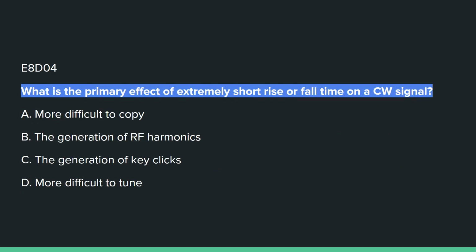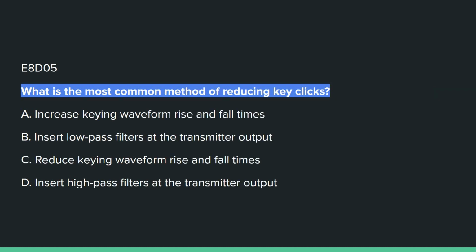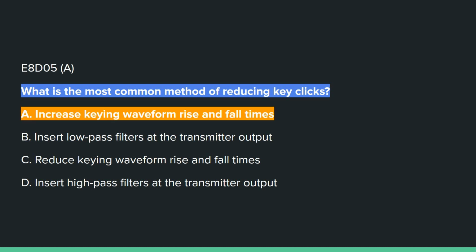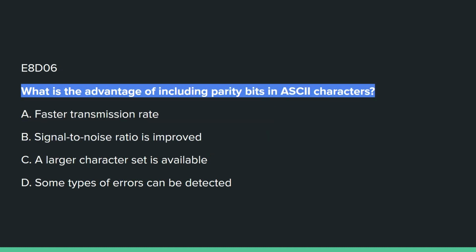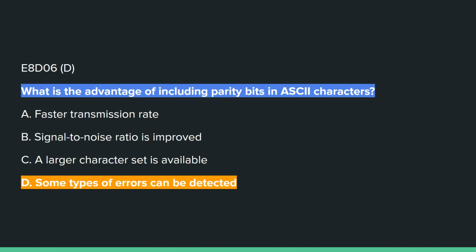E8D04, what is the primary effect of extremely short rise or fall time on a CW signal? C, the generation of key clicks. E8D05, what is the most common method of reducing key clicks? A, increase keying waveform rise and fall times. E8D06, what is the advantage of including parity bits in ASCII characters? D, some types of errors can be detected.